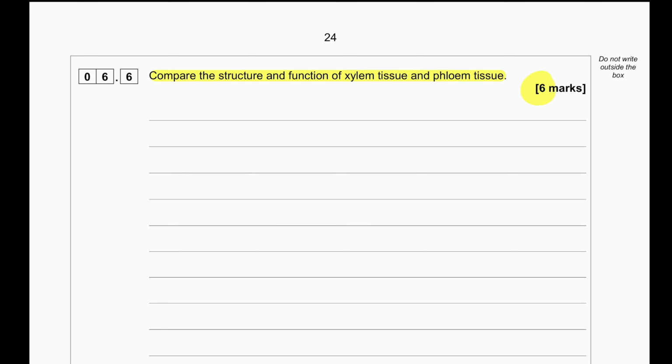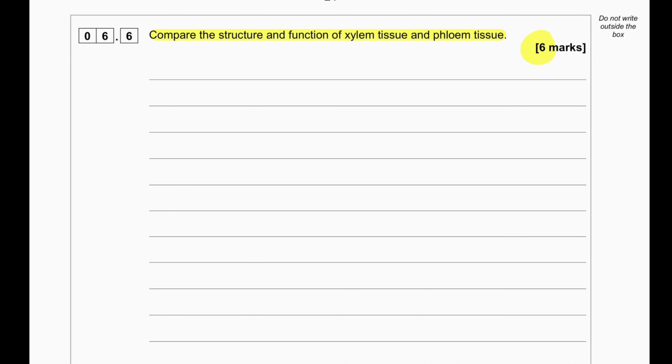I will mention many more points than needed and then tell you how many points you need to write from the structure and how many points you need to write from the function. I will indicate it with color codes, so don't worry. Just go through the entire question and you will be able to understand it.